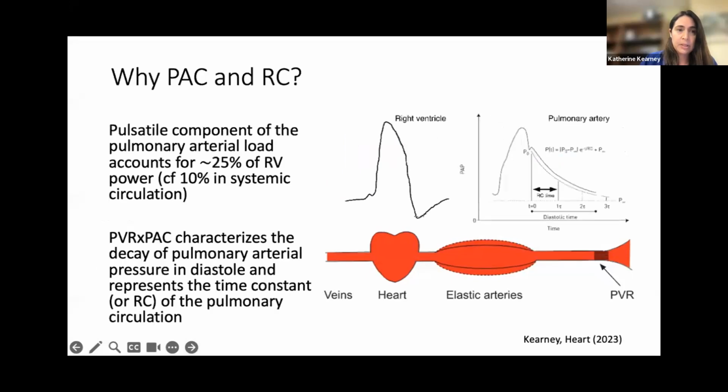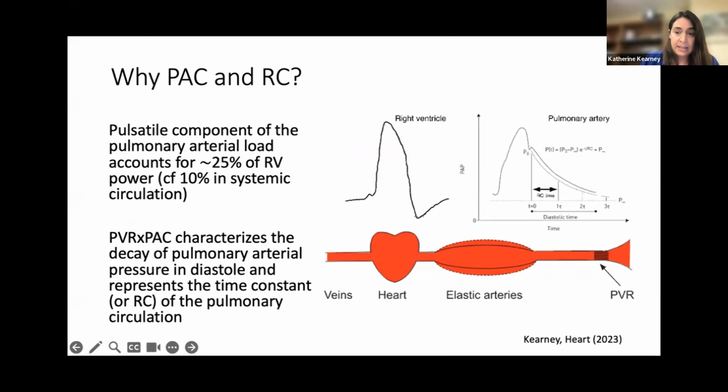So why pulmonary arterial compliance and RC time? The pulmonary circulation is highly pulsatile, and it's estimated that the pulsatile component of the pulmonary arterial load accounts for about 25% of right ventricular power, as compared to around 10% in the systemic left ventricle aorta-coupled system. Thus, it stands to reason that assessment of pulmonary arterial compliance should be both of physiological and clinical relevance.